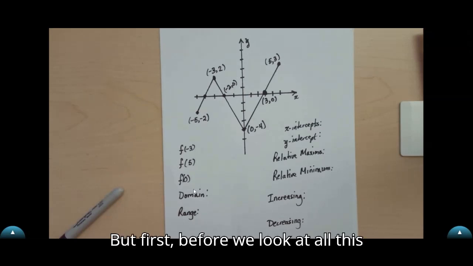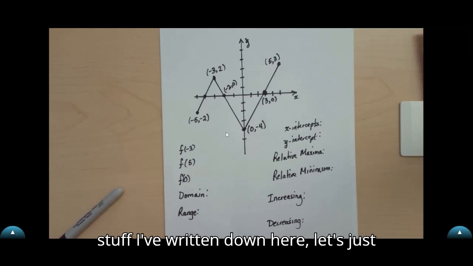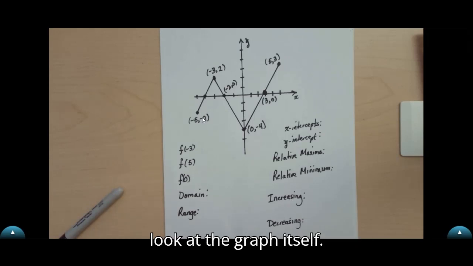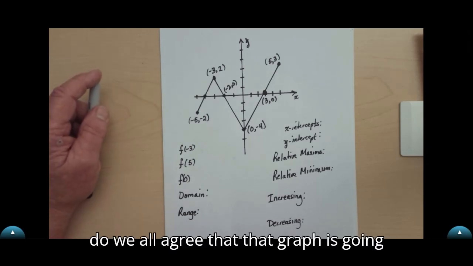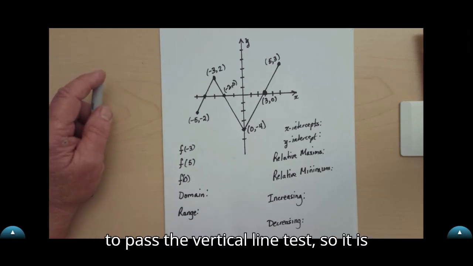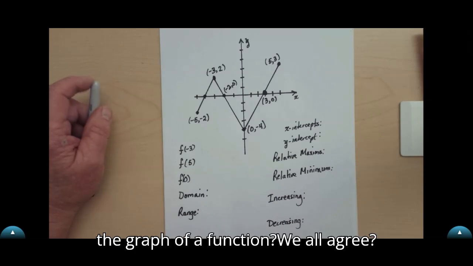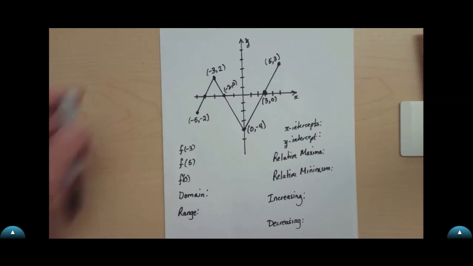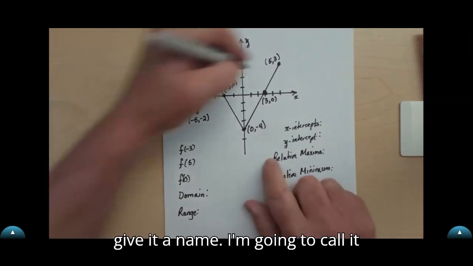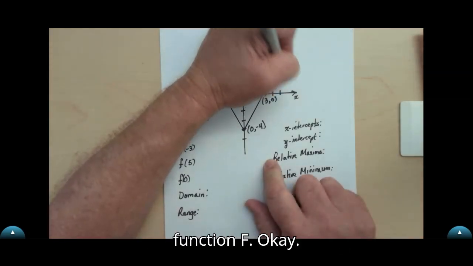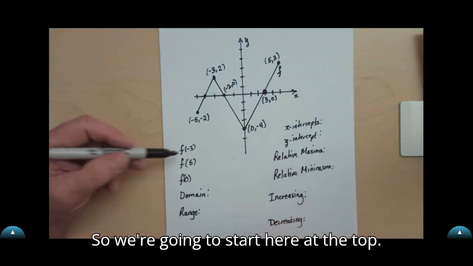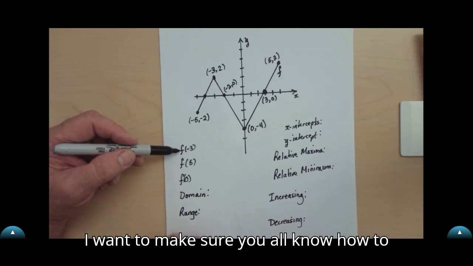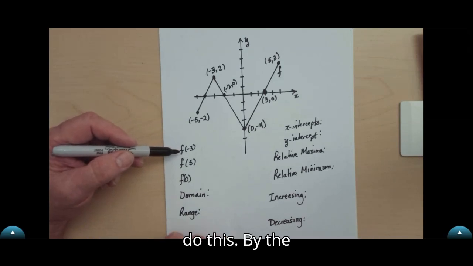But first, before we look at all this stuff I've written down here, let's just look at the graph itself. So first of all, do we all agree that that graph is going to pass the vertical line test? So it is the graph of a function. Do y'all agree? So it is a function, and I'm going to give it a name. I'm going to call it function f. Okay. So we're going to start here at the top. I want to make sure y'all know how to do this.